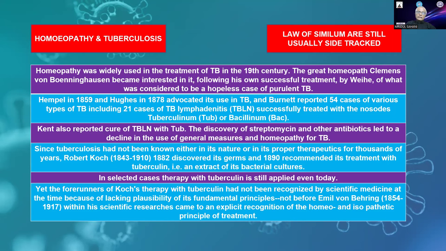The discovery of streptomycin and other antibiotics led to a decline in the use of general measures and homeopathy for TB. Tuberculosis had not been known, either in its nature or in its proper therapeutics, for thousands of years. Robert Koch discovered the germ in 1890 and recommended the treatment of tuberculin, which is the extract of the bacterial culture, and in selected cases this therapy with tuberculin is still applied today. Now, this is the concept that drew the attention of our homeopaths to make a remedy from the tubercular bacteria, tuberculin, as the medicine Tuberculinum.